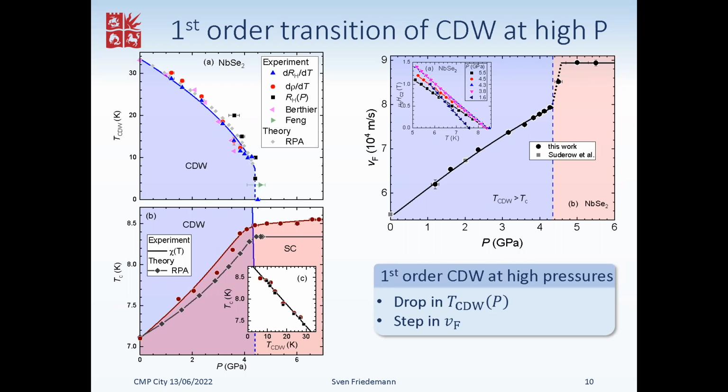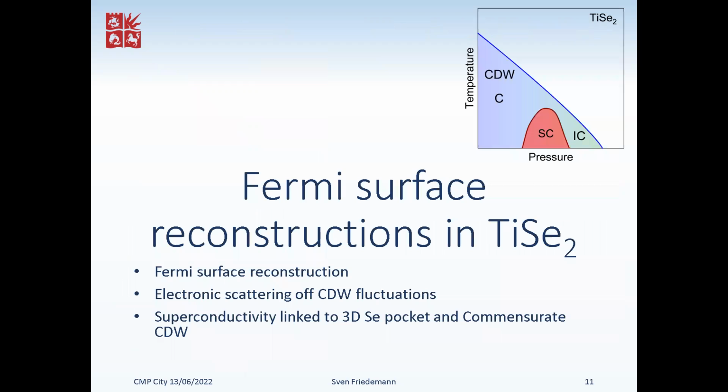Okay, so that's my bit on niobium diselenide. Let me now move on to titanium diselenide, unless there are still any questions about this. For titanium diselenide, we have done ambient and high pressure experiments to study the Fermi surface in quite some detail, as well as the influence of the charge density wave fluctuations on the electronic properties.